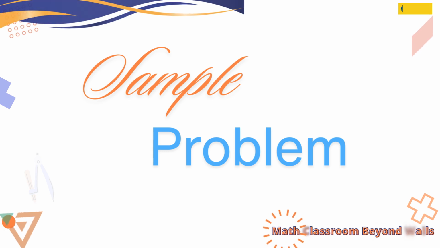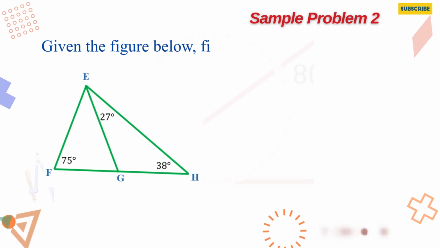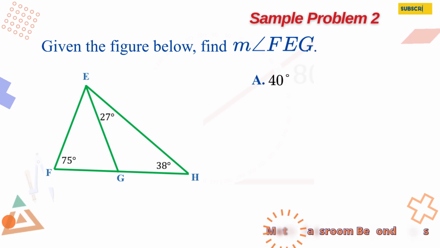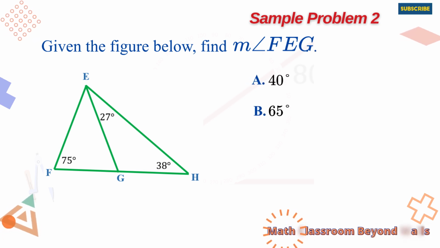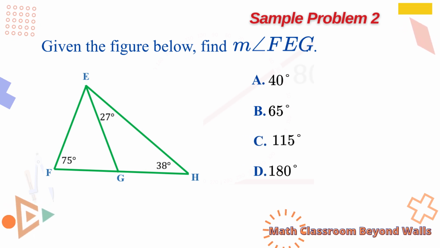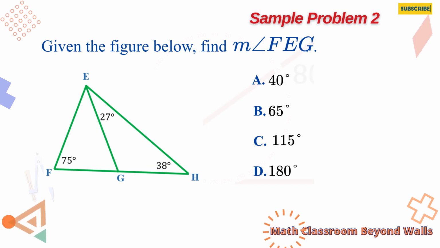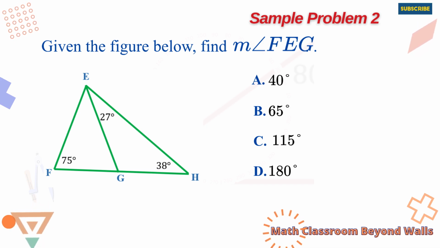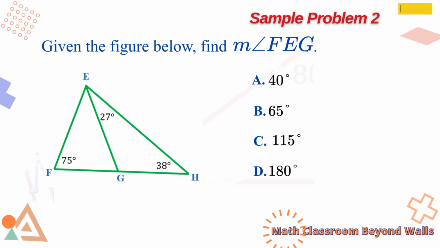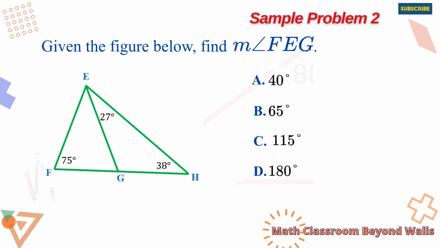Here's the problem. Given the figure below, find the measure of angle FEG. Option A, 40 degrees. Option B, 65 degrees. Option C, 115 degrees. Option D, 180 degrees. As usual, we begin by reading the whole problem and may read it several times when needed to know what we're looking for, to determine what are given, and to figure out how the given information help find what we're looking for. Okay, what is asked in the problem, learners?